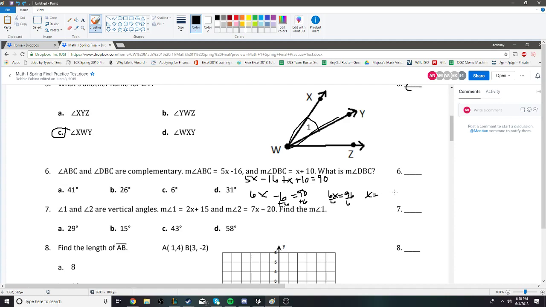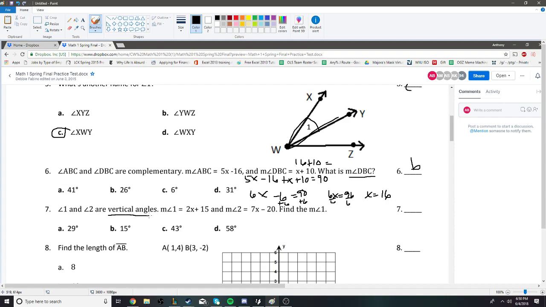What am I thinking? 16. Now, they did not ask you for x, they asked you for angle DBC. So we have to actually plug into DBC. 16 plus 10 comes out to a grand total of 26, B.